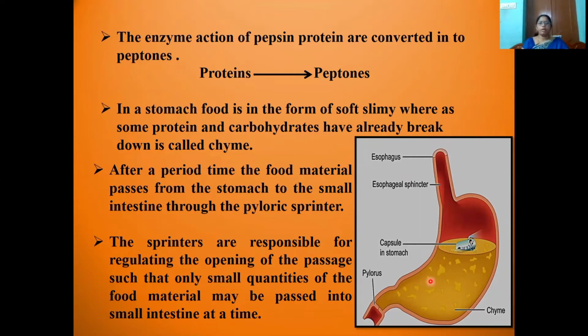After a period of time, the food material passes from the stomach to the small intestine through the pyloric sphincter. The sphincters are responsible for regulating the opening of the passage such that only small quantities of the food material may be passed into the small intestine at a time.